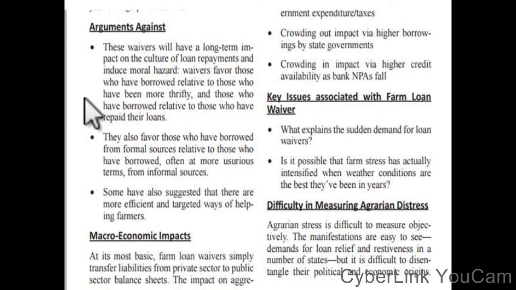We have already discussed the macroeconomic impact that is happening. After that, the crowding out impact, that is higher borrowing by the state government, and the crowding in impact, that is higher credit availability as bank NPAs fall, associated with the farm loan waiver.